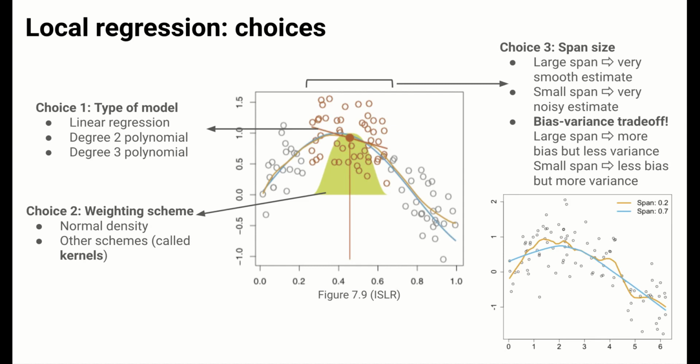As you can imagine, there's a bias variance trade-off with the span size. A large span results in an estimate that has more bias but less variance because the estimate is smoother. A small span results in an estimate that has less bias because it's more complex, but this results in much higher variance because the estimate jumps around much more.